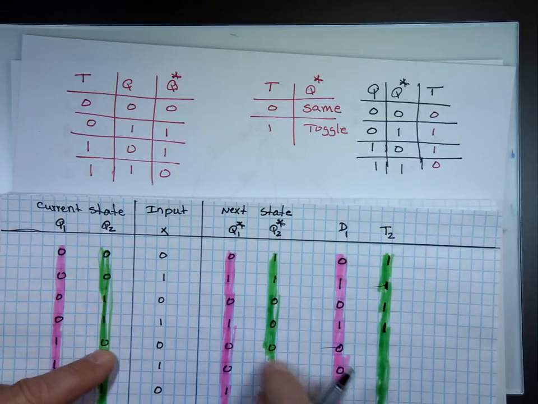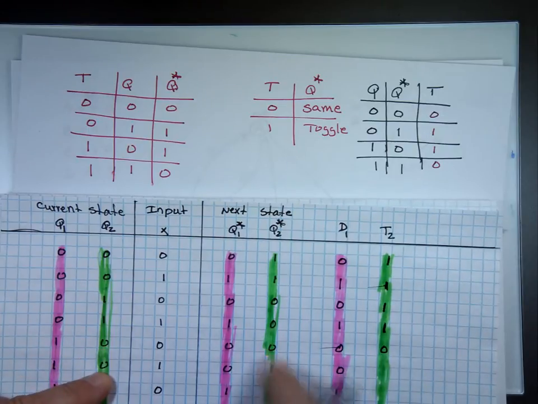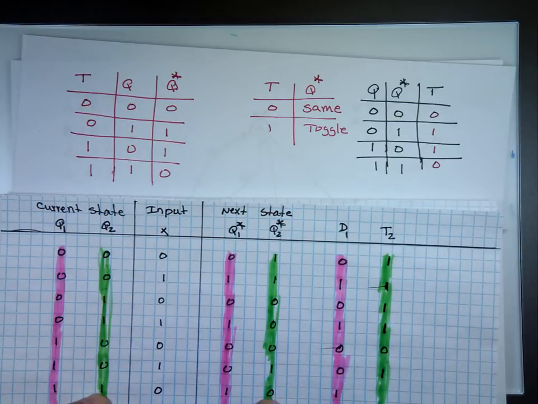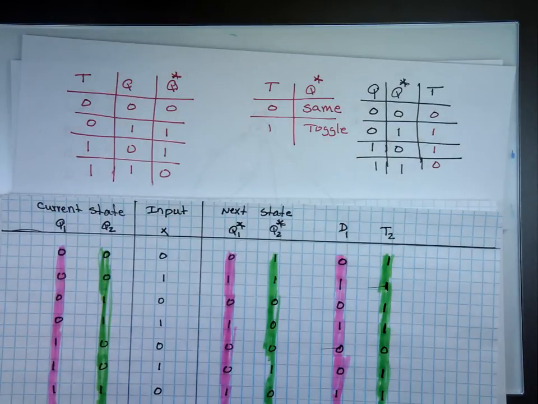0 to 0, that's the same. 0 to 1, that's a toggle. 1 to 0, that's a toggle. And 1 to 1, that's the same. So I got all the pieces.